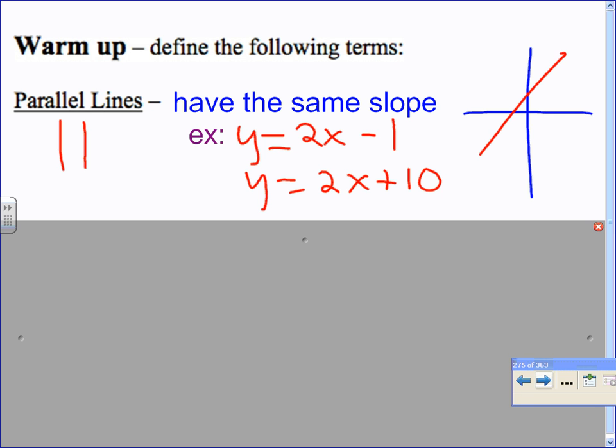Here's what parallel lines could look like. So parallel lines have the same slope, which means the m value is the same. There's two examples of equations, and there's what the graph could look like.